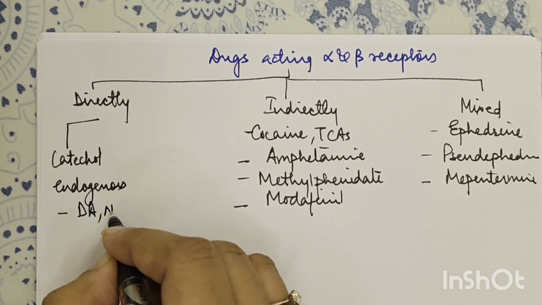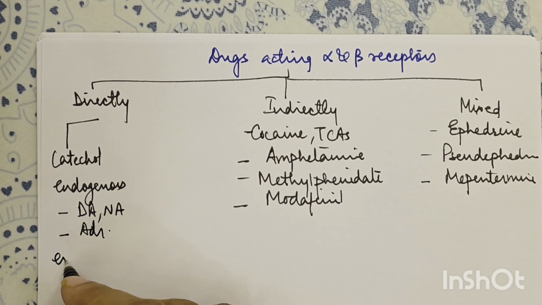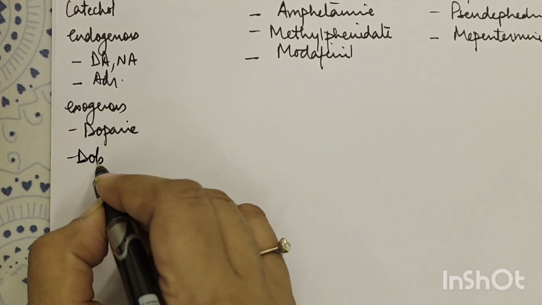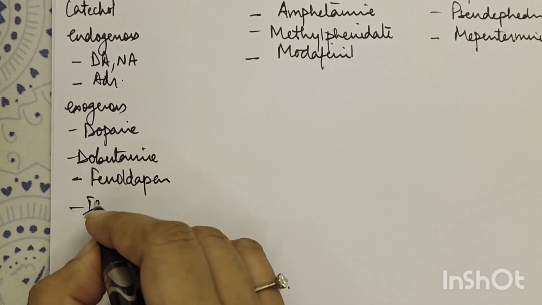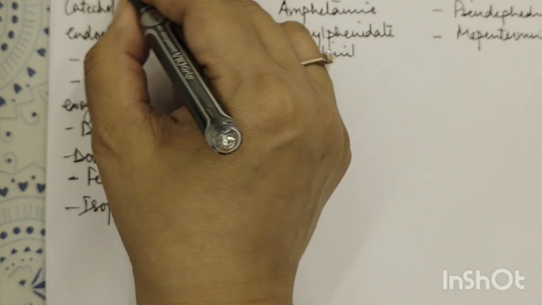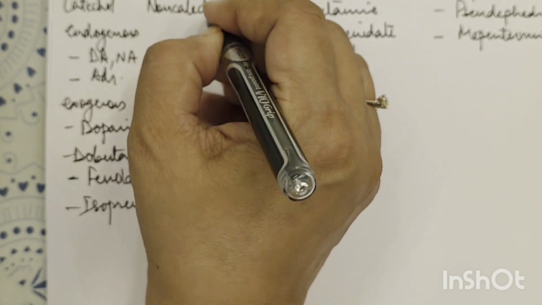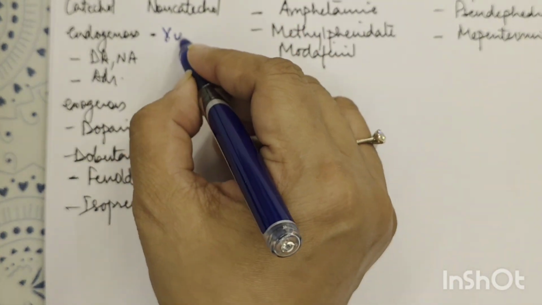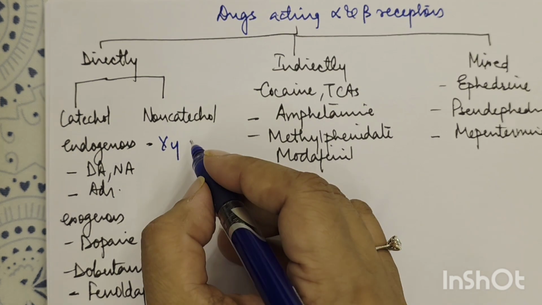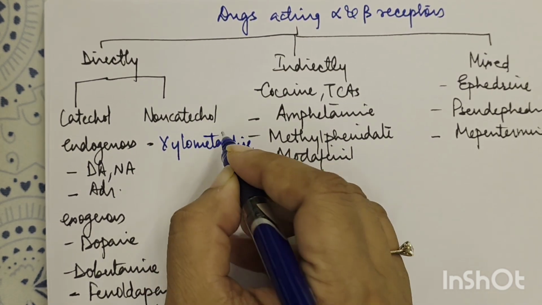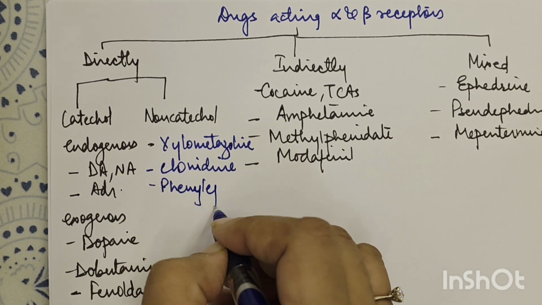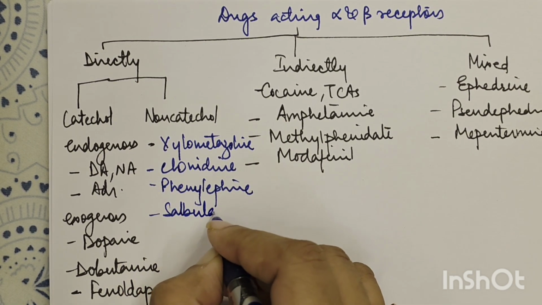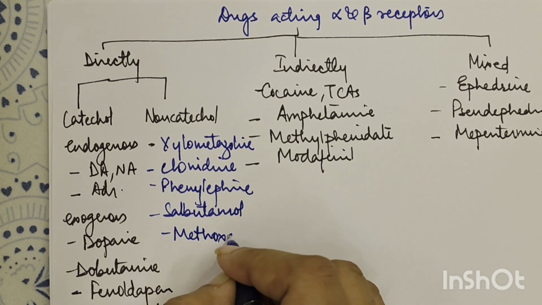Then in directly acting we have catecholamines, endogenous as in inside the body. What are they? We have dopamine, noradrenaline, and adrenaline, right? Then exogenous we have dopamine, which is given outside. Then we have dobutamine, phenoldiazepam, and isotretinoin, okay. Then non-catecholamines include xylometazoline, okay, clonidine, phenylephrine, then we have salbutamol, and we have methoxamine, right?